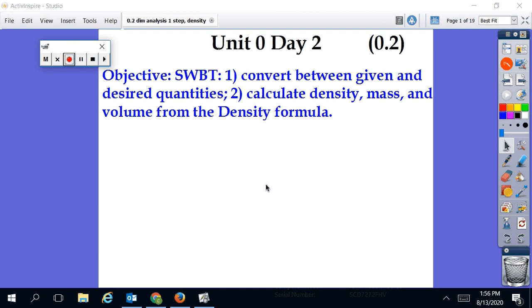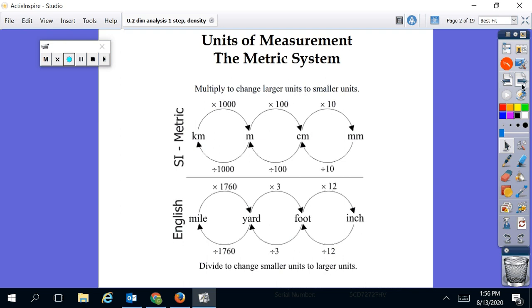Okay, in day 2 of this unit, we are going to do two things. We are going to learn how to do unit conversions using a tool called factor label or dimensional analysis. And then the second thing we're going to use is a density formula to be able to calculate density, mass, and volume. So let's go over the first topic, which is to learn how to convert units.